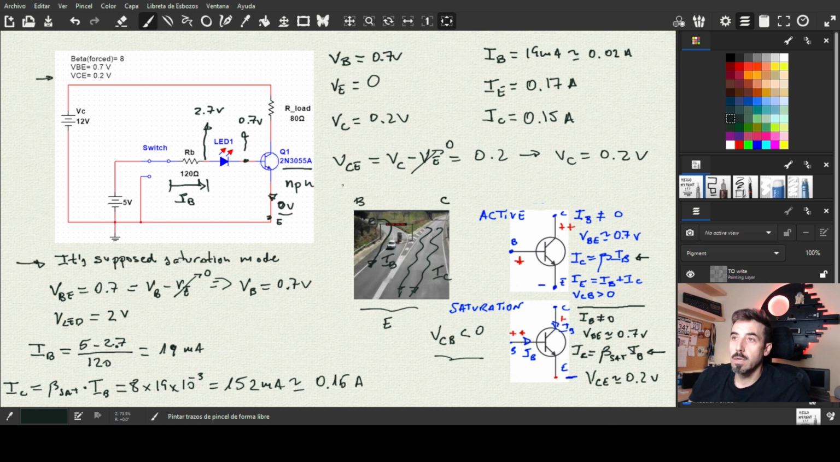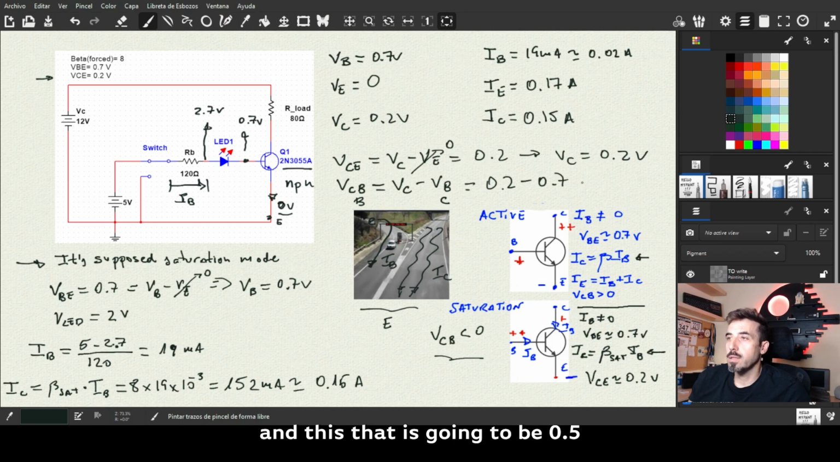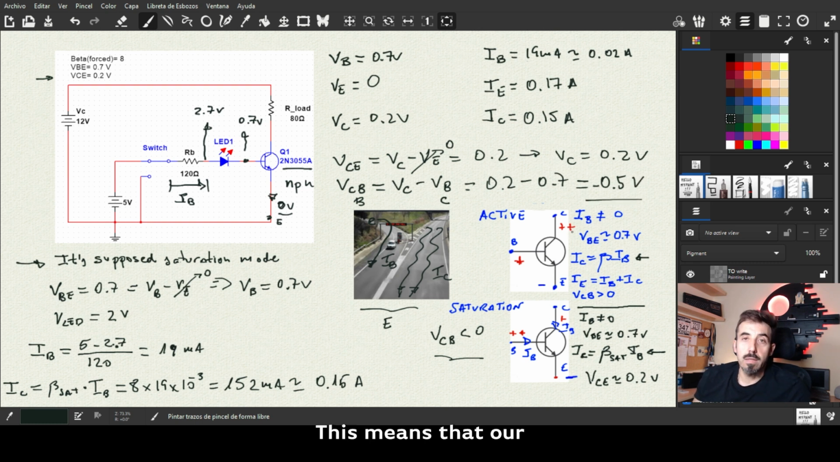Finally, the thing that we have to do is to verify our initial hypothesis. To do so, we have to ensure that the voltage between collector and base is negative. If I split that, this is the voltage at the collector less the voltage at the base. The voltage at the collector is 0.2, less the voltage at the base, that is 0.7, so this is negative 0.5 volt, so negative.